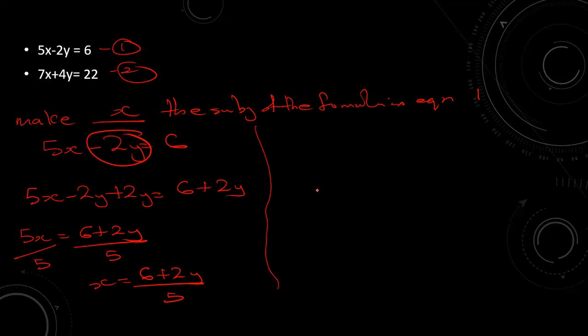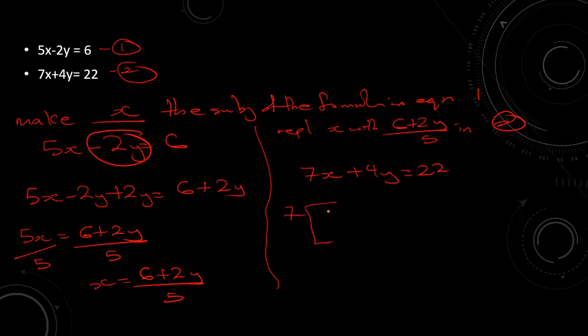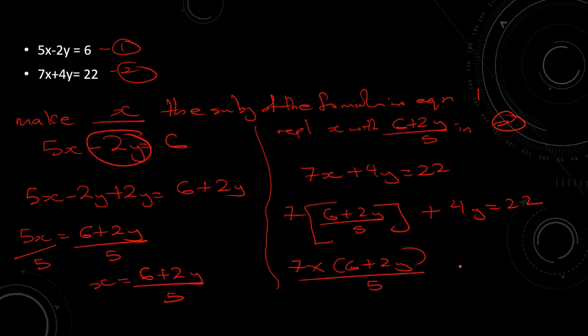So what we're going to do is replace x with (6 + 2y)/5 in equation 2. In equation 2, we have 7x + 4y = 22. That'll be 7 times (6 + 2y)/5 + 4y = 22. If you multiply this, it's 7 times (6 + 2y) over 5 plus 4y equals 22.